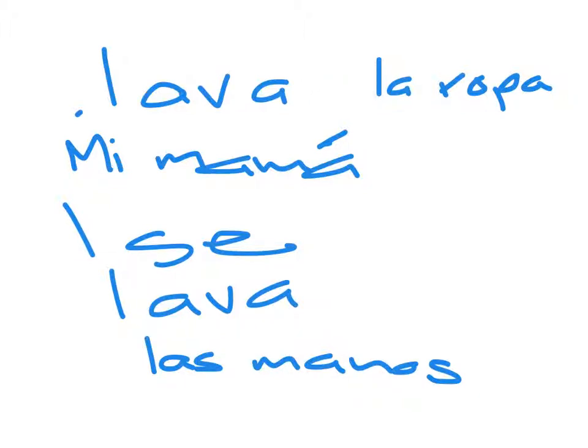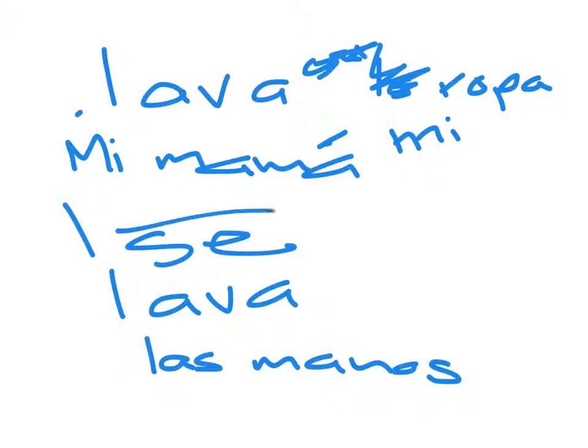She washes the clothes. But let's say she's not doing somebody else's laundry today. She's just doing her own. Su ropa. I am going to replace la with su because it's her clothes. Or maybe she washes my clothes. Mi ropa. Okay? ¿Entienden? And I don't use a possessive adjective with her hands because why? It's already indicated. How? With the what? Reflexive pronoun se. Okay? It's not really that confusing.